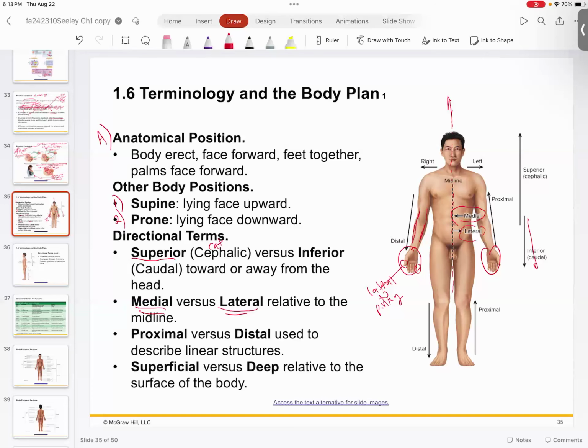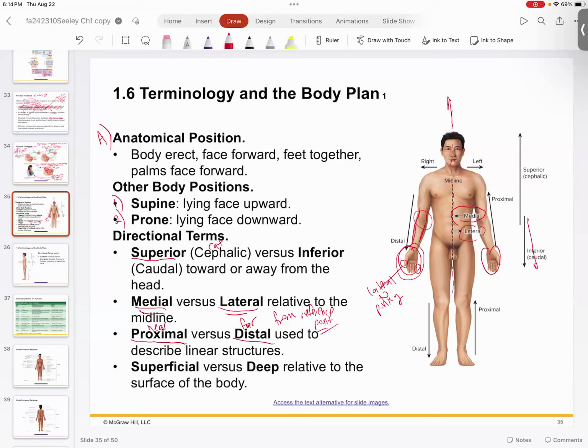Now, the other set of terms which oftentimes confuses students is the proximal and distal designation. Proximal just basically means near, distal means far. And it's typically near or far from a reference point. Generally speaking, the reference point is usually your midline, or the core of your body. So your hand is more distal than your elbow because your elbow is closer to your midline than your hand.